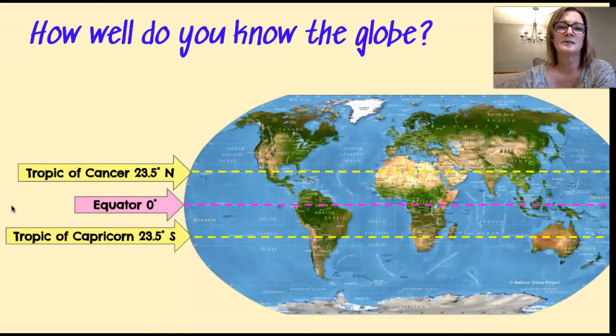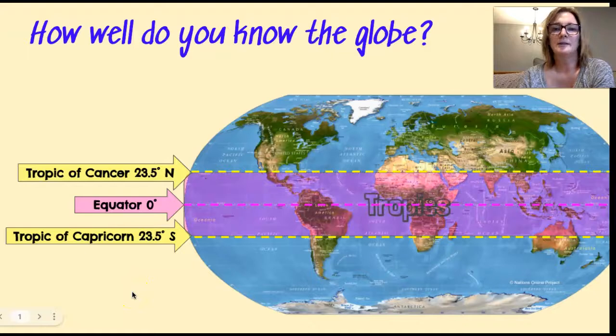So these lines define the area of the globe where, at some point in the year, the sun is directly overhead. Anywhere north of the Tropic of Cancer or south of the Tropic of Capricorn, the sun never gets directly 90 degrees overhead. So those two lines define the extent of what we call the tropics. The tropics is the warm band around the globe, centered on the equator.